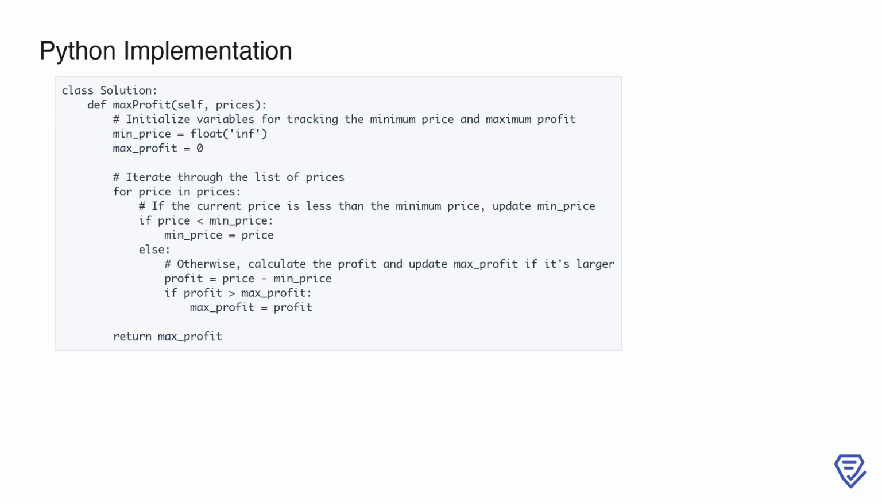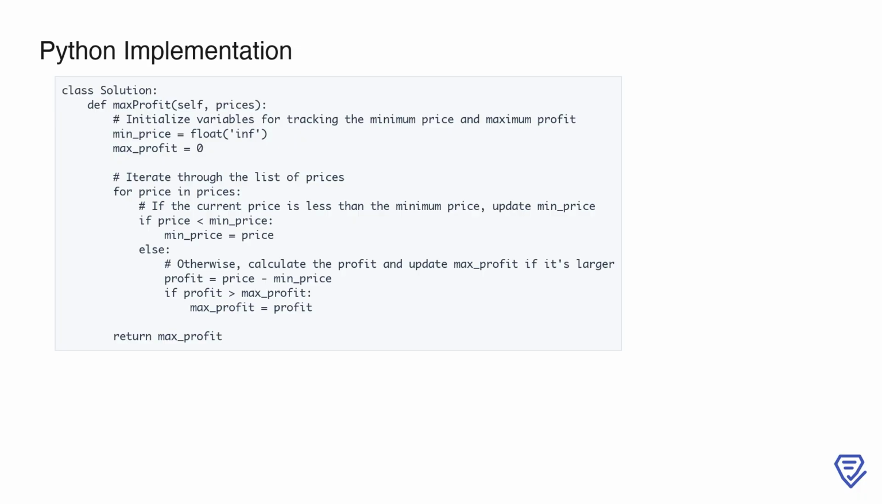The solution involves initializing two variables, min_price to track the lowest price encountered so far, and max_profit to track the highest profit achievable. Initially, min_price is set to infinity, a very high value, to ensure any price encountered will be lower, and max_profit is set to 0 since the minimum profit is 0 when no transactions are made.